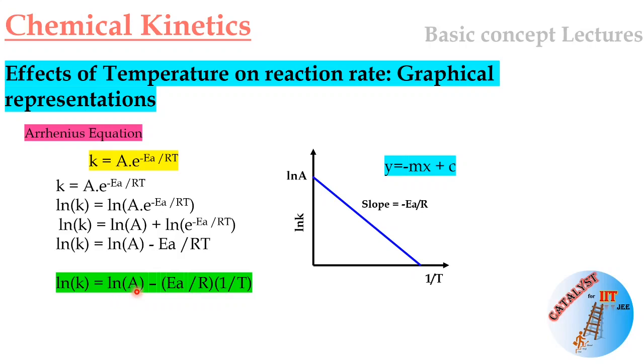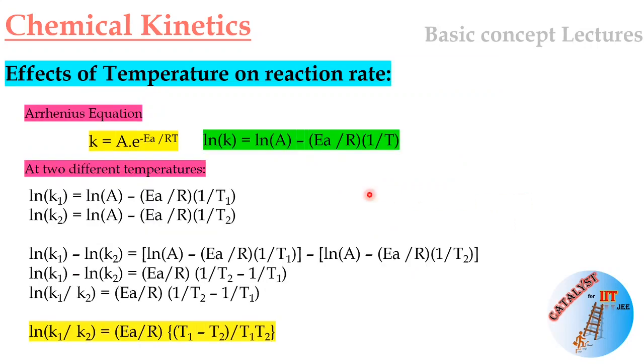So from experiments, if you can find this straight line equation, you will eventually know the activation energy of the reaction from the slope, because slope is equal to minus Ea by R. So Ea equals minus slope times R, where R is the universal gas constant. Now at different temperatures, what happens?